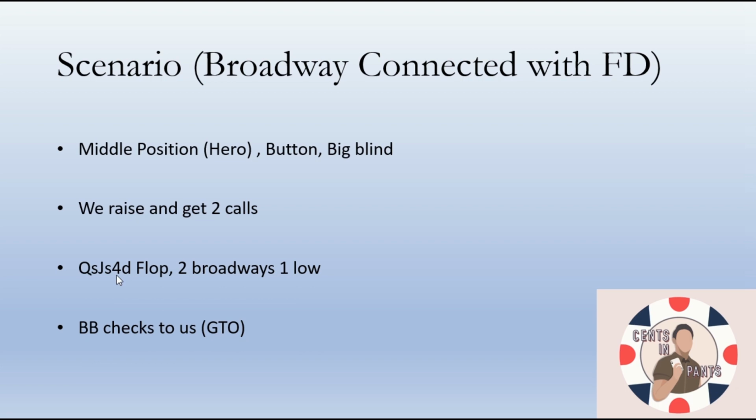So the flop, as I mentioned, is two high, one low, which will be queen of spades, jack of spades, and four of diamonds for the simulation that I've run for this video. And from the simulation, we know that big blind checks to us again, which is the GTO strategy.